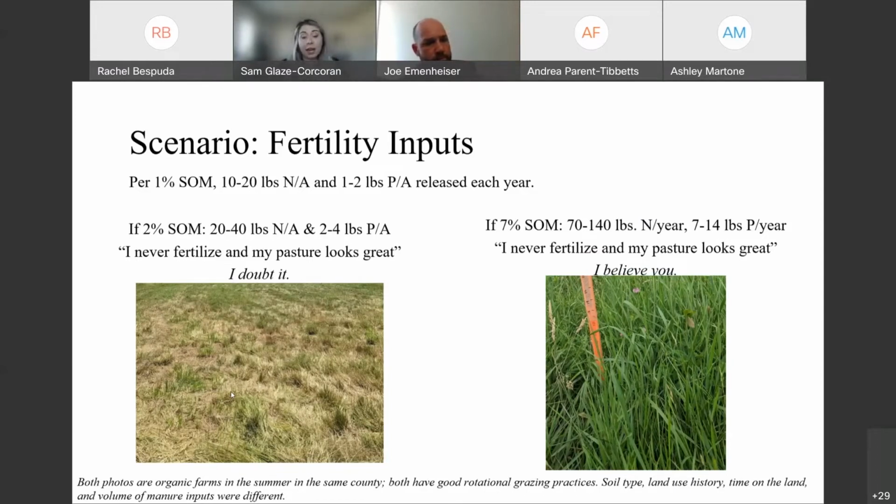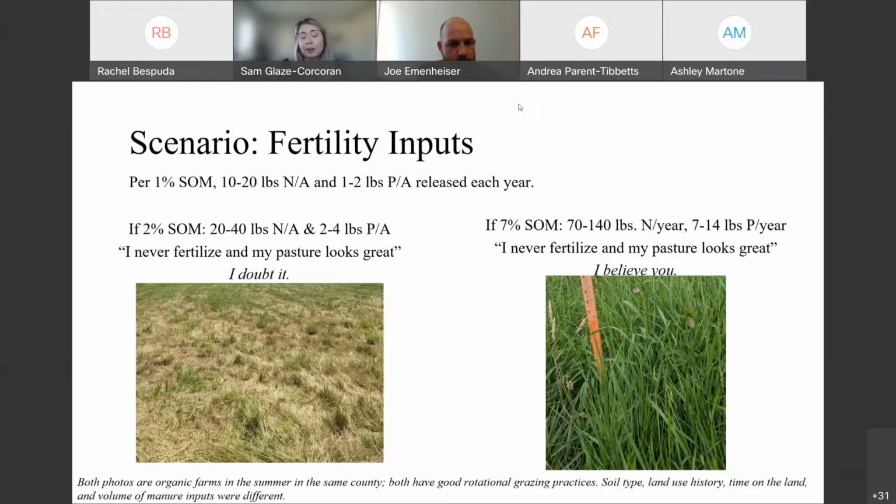So something that I hear from farmers a lot is, I never fertilize and my pasture looks great. And I always want to know, okay, what's your soil organic matter look like? So on this left, and these are two pictures taken approximately the same time of year, both organic farms, both rotational grazing, and in the same county. On the left side, there's about 2% soil organic matter.